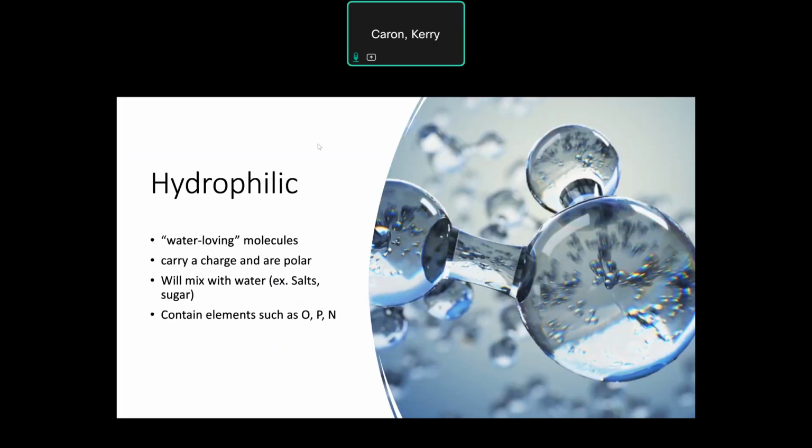Okay, hydrophilic. So hydro meaning water, philos means love. So it's water-loving molecules. If something is hydrophilic, it carries a charge and is polar and will mix with water. So in other words, salts, sugar, we can make sugar water. We can dissolve sugar or salt in water and it's hydrophilic, it will become a solution. Okay.